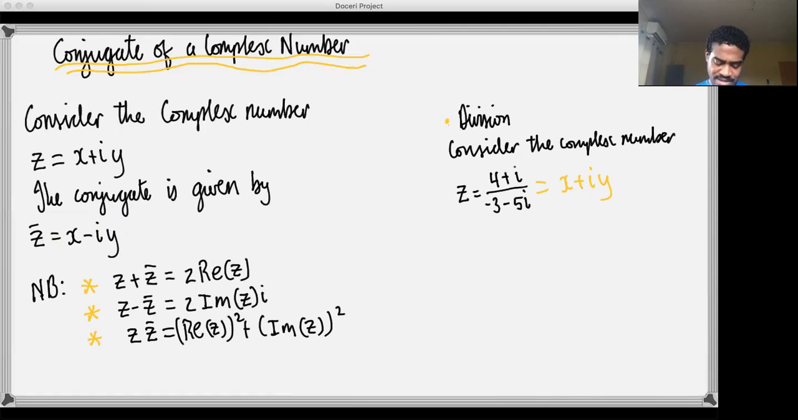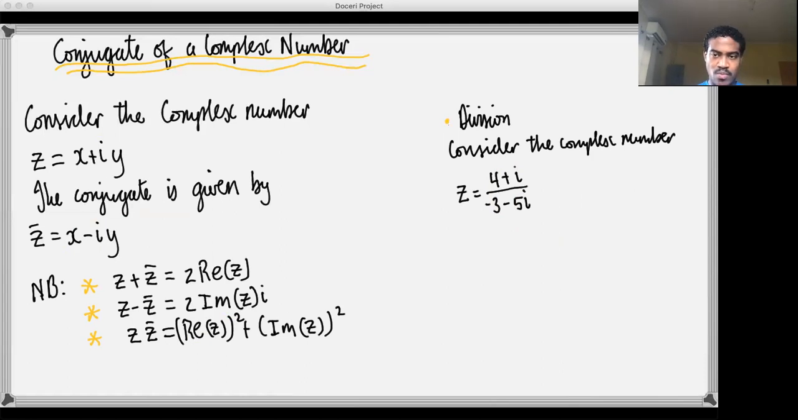But we can't see clearly what the real part or the imaginary part is. It's really difficult to see. So what we do is use a process called realization. We realize the denominator, or we make the denominator real. We make it a real number. And that's the process we use to divide two complex numbers.